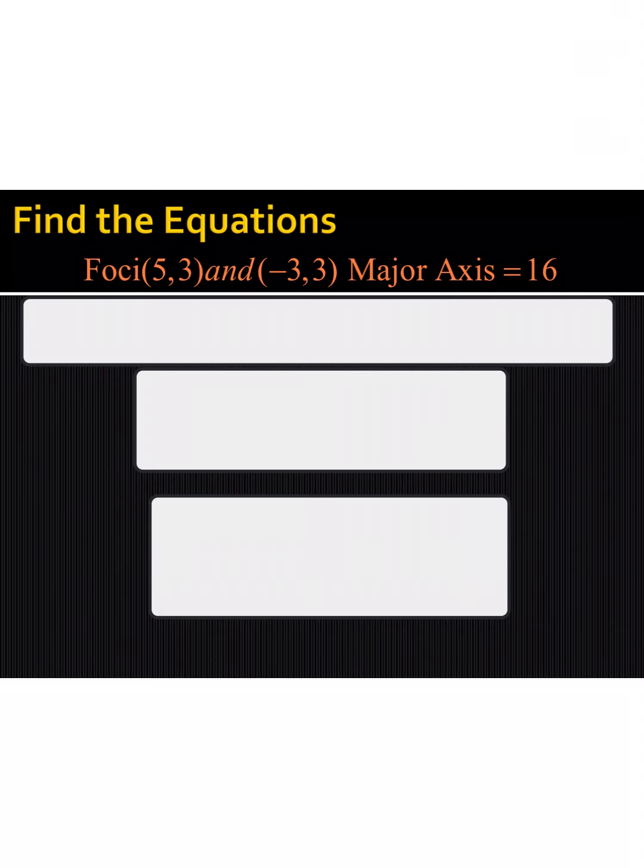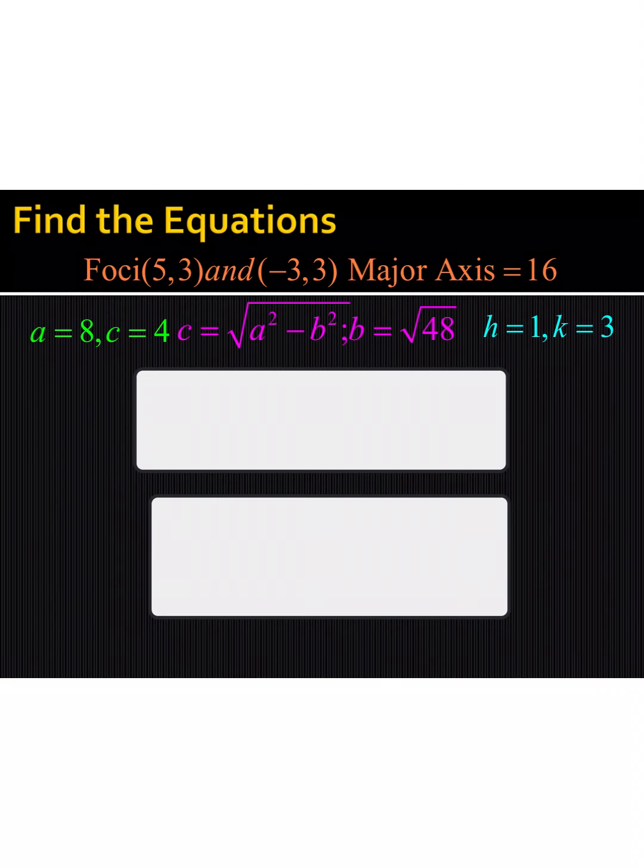For my foci, they are the same distance away from the center, and that allows me to identify what my c value is. Since I can see the distance from 5 to -3 is going to be 8, half of that would give me my c value, which would be 4. So I know that my a value is going to be 8, again, because 8 is half of my major axis. And my c value is 4 because it's half the distance between your foci.